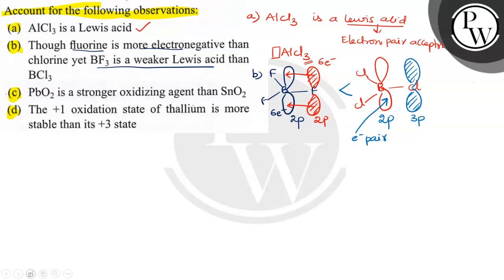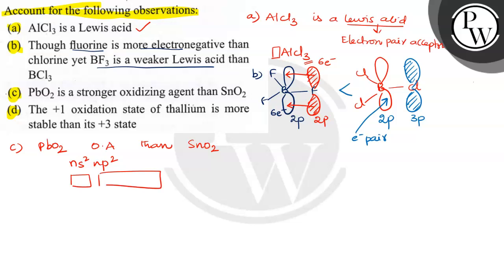ये B point है. So C point देखेंगे अब. So in C point what is given? PbO2 is a stronger oxidizing agent than SnO2. Pb and Sn belong to the group 14 elements. In group 14 elements, the outermost electronic configuration is ns2 np2. So there are how many electrons? 4 electrons are there, right? Like this, 1, 2, 3, and this is 4. Right. Next, see this from top to bottom, what will happen?